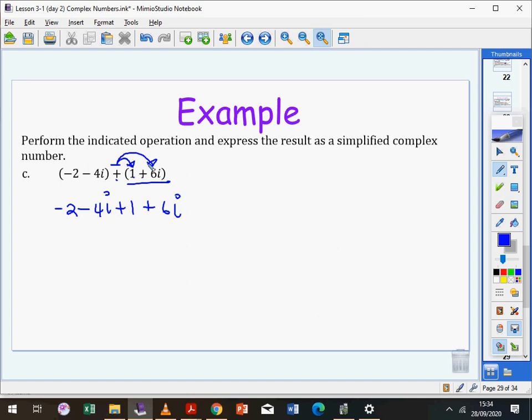Alright, simplifying this, collect like terms. This is the real part, this is the real part. Negative 2 plus 1 is negative 1. This is an imaginary part, this is an imaginary part. Negative 4i plus 6i is 2i. My complex number is simplified.